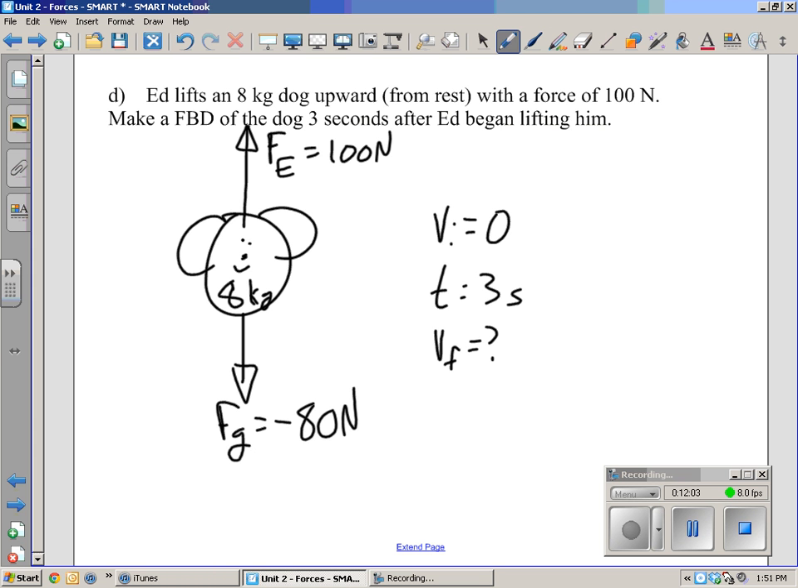So do we know all of our forces? Well, let's see. Ed is lifting him. So we got our force of Ed labeled. We've got gravity pulling the dog down. What about a normal force?